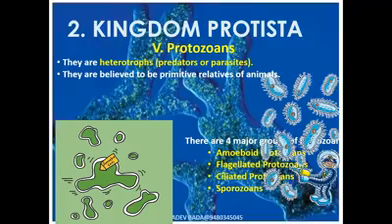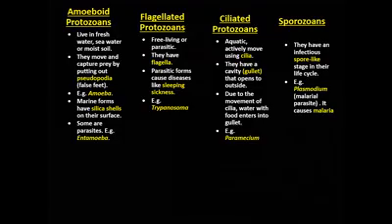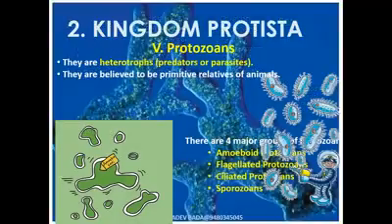There are four major groups of protozoans. One is called amoeboid protozoans. Another one is called flagellated protozoans. Another one is called ciliated protozoans. And another one is called sporozoans. These are the major groups of the protozoa.